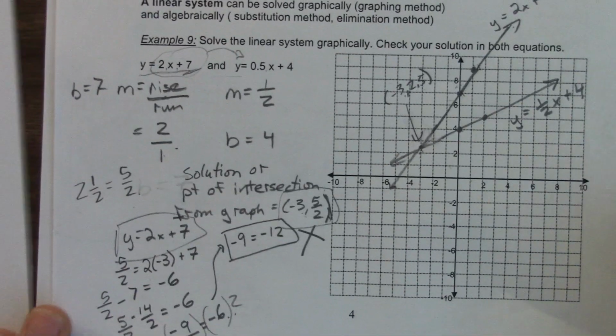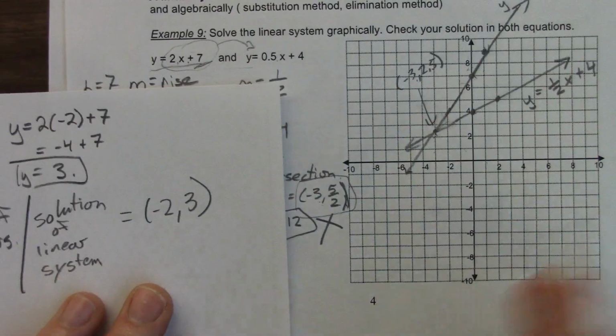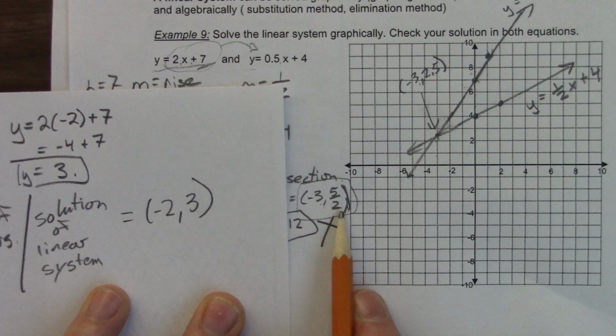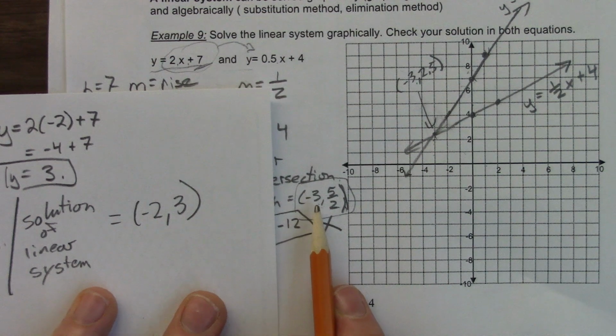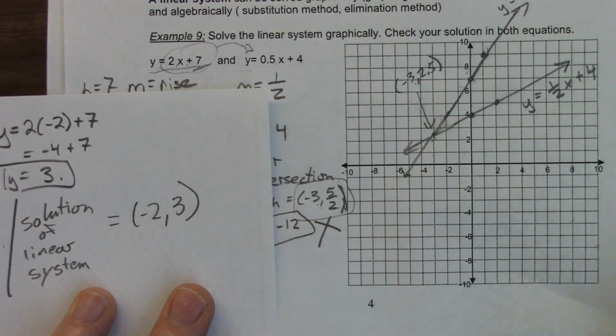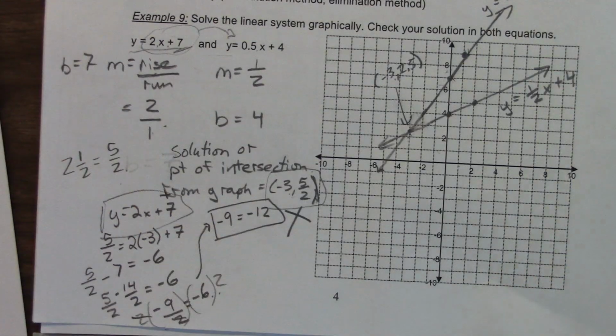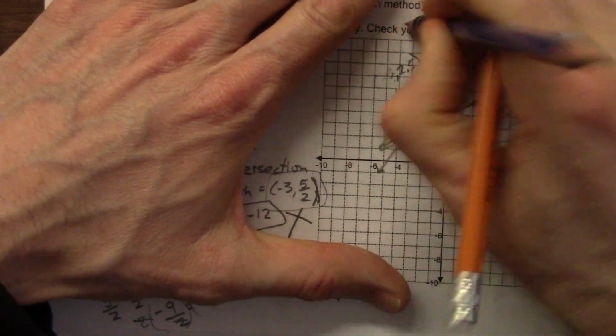Let's take a look. I said it was negative 3, 5 over 2. So I said it was negative 3, 2.5. I was very off. Well, I was off by, yeah, pretty bad. Let's see if I use a ruler. Let's see how much better I could have done.